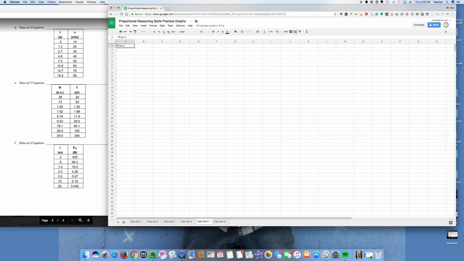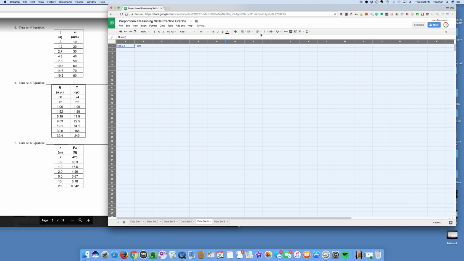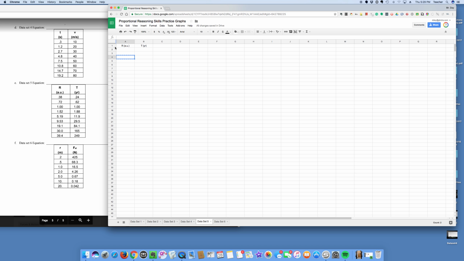Oh, how cool is this? Someone please tell me what this is. And then this must be time in years. That's funny, it's not light years. Okay, so this is something astronomical relating to astronomy. How rad is that? So I'm just centering everything real quick, and then I'm gonna make my top row bold.